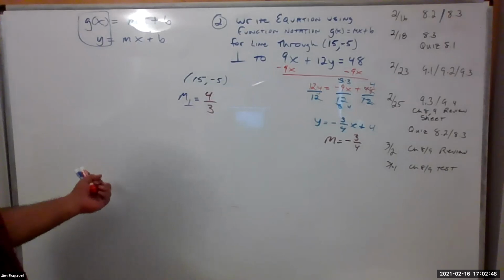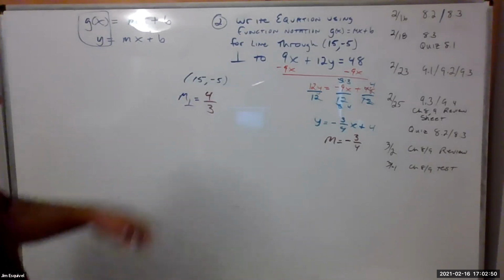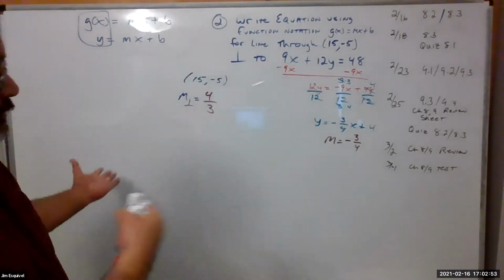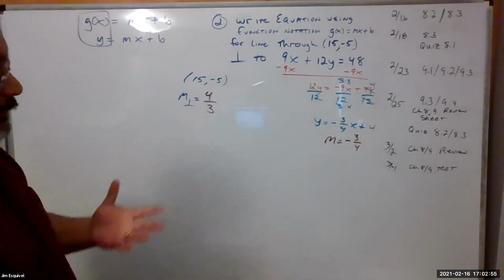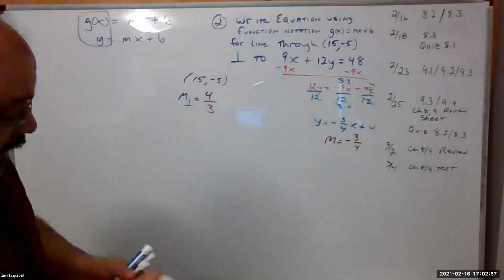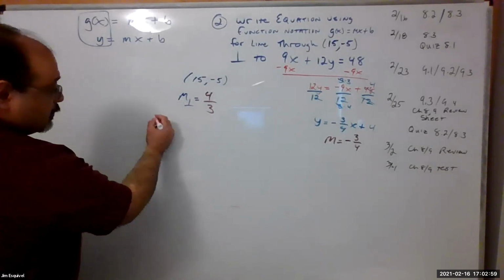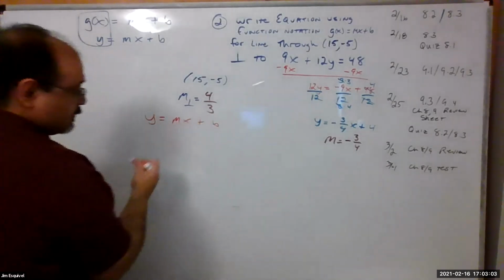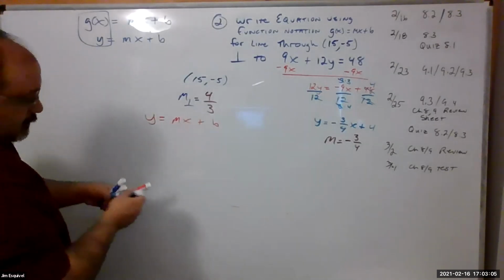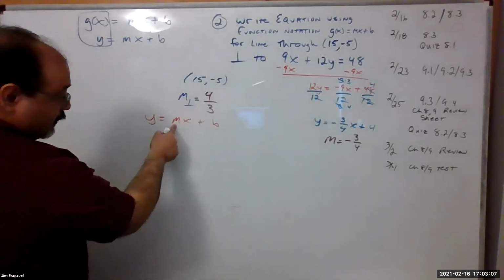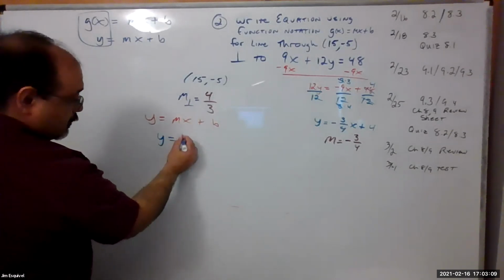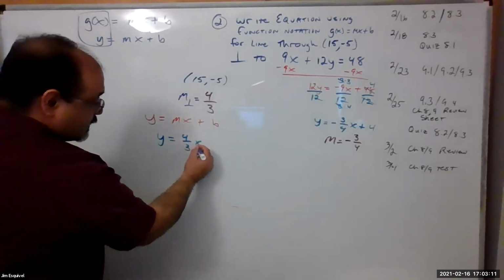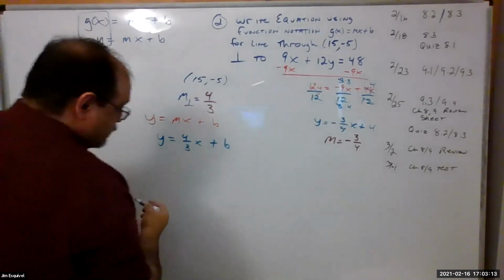So now we have our slope. Step 1, find the slope. Step 2, is that a special case? Nope. It's not 0. It's not undefined. Step 3, write down y equals mx plus b. Plug in the slope. Plug in your 4/3. y equals 4/3 x plus b.